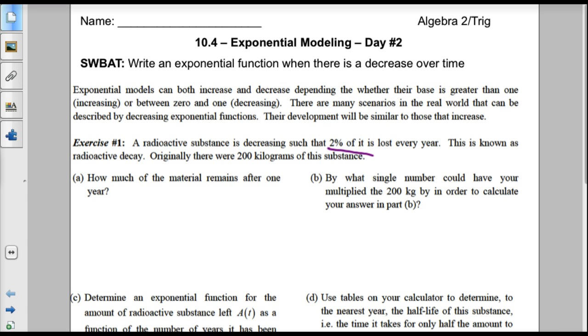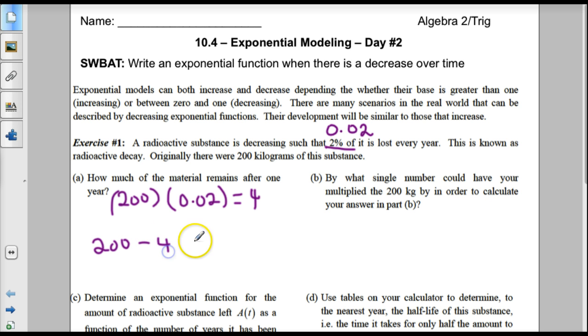Now, the first thing we need to do, just like we did in the previous lesson, is to make this into a decimal. This is actually 0.02. So how much did it decrease? It was 200, and for 1 year it decreased by 0.02. This actually works out to be 4. So if it was 200 and it decreased, which means I'm subtracting 4, then what I have left over is 196 kilograms.